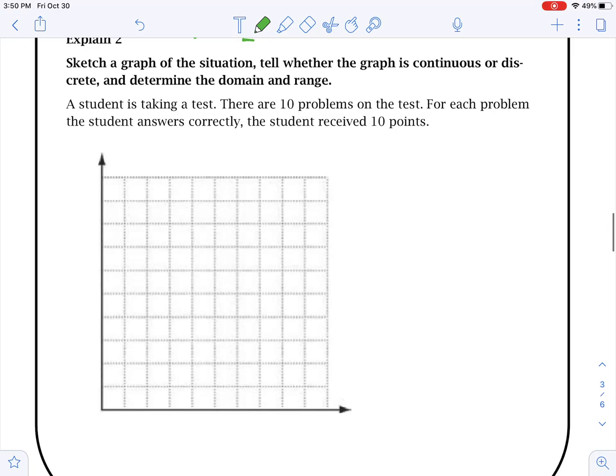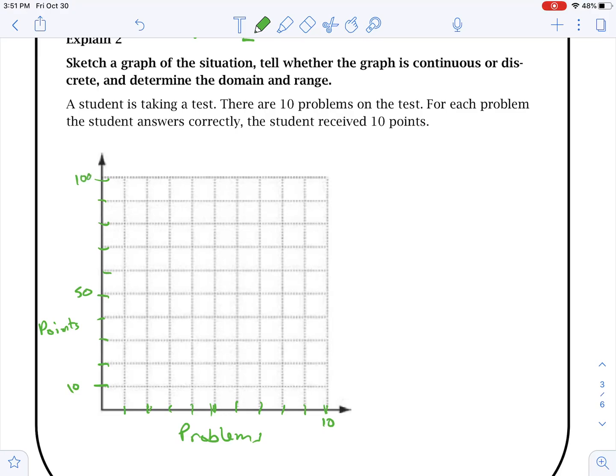So we want to sketch a graph. There are 10 problems on a test, and you receive 10 points. So we're going to put problems down here, and we're going to put points here. There are 10 problems, so I'm just going to count to 10: 1, 2, 3, 4, 5, 6, 7, 8, 9, 10. And we're going to count by 10 points here: 10, 20, 30, 40, 50, 60, 70, 80, 90, 100 points.